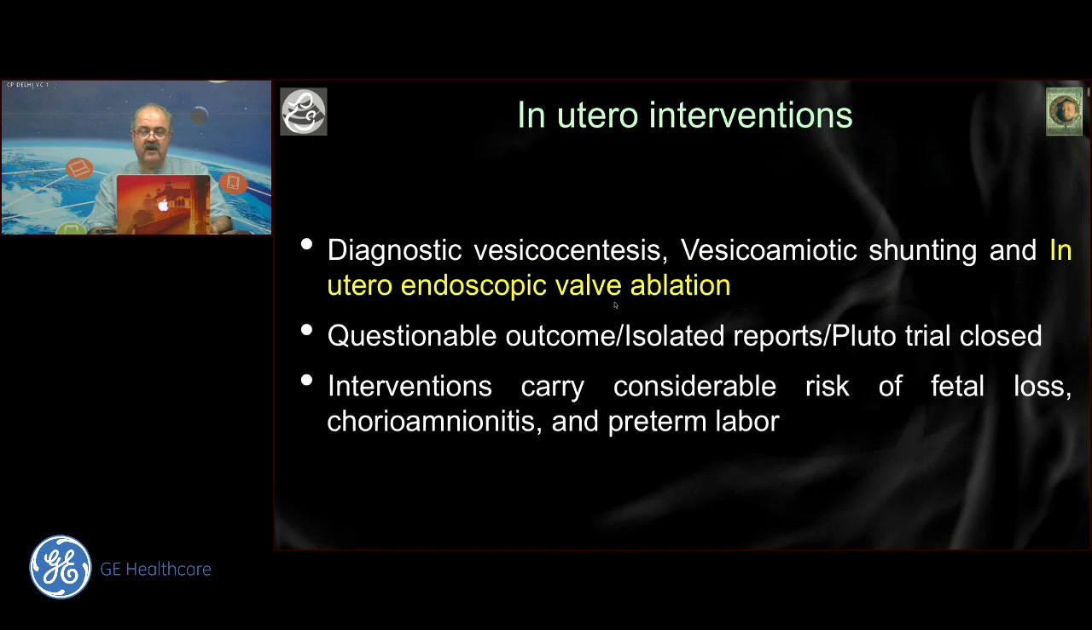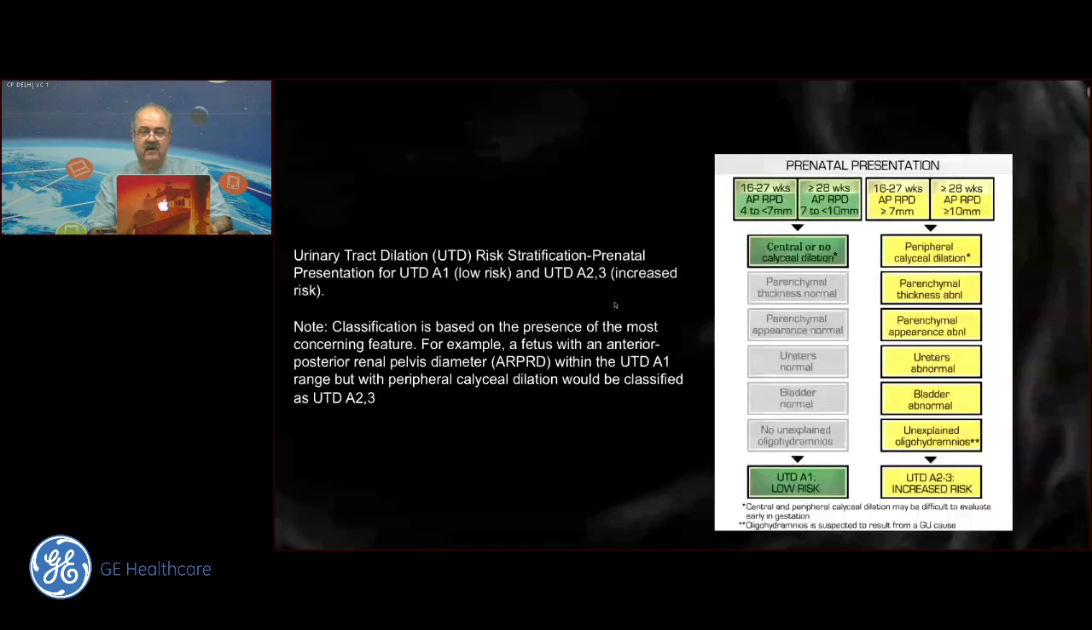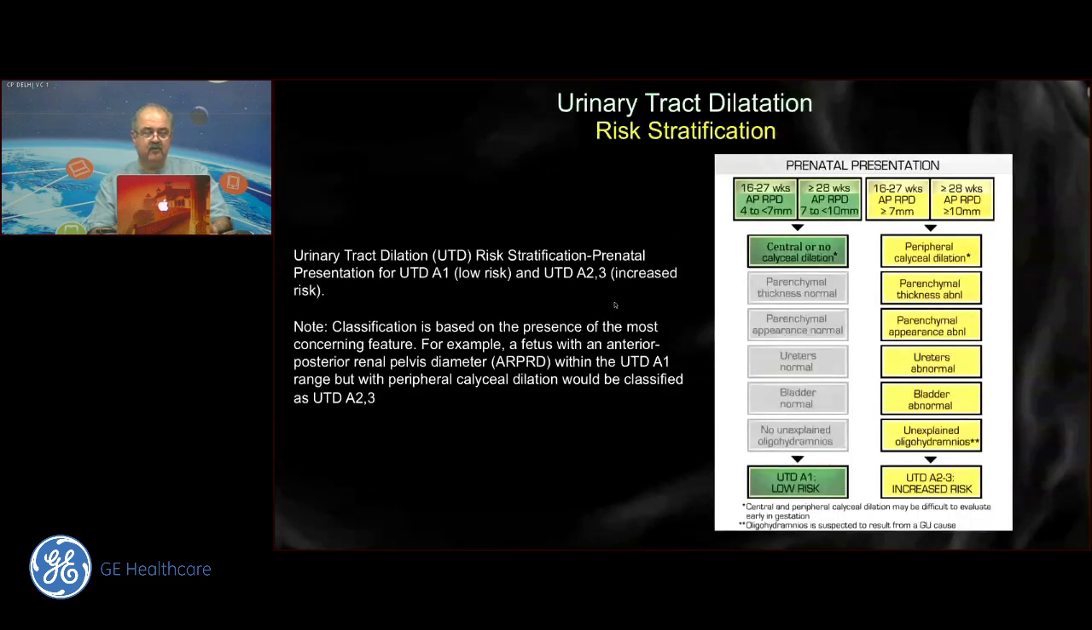The last thing I'm going to talk about is a little more detail on what the multidisciplinary group have done, and that is to classify the AP diameter of the renal pelvis from 16 to 27 weeks versus 28 weeks onward. Four to less than 7 millimeters without any caliceal dilatation is estimated as urinary tract dilatation A1, which is low risk, and after 28 weeks we use 7 to less than 10.